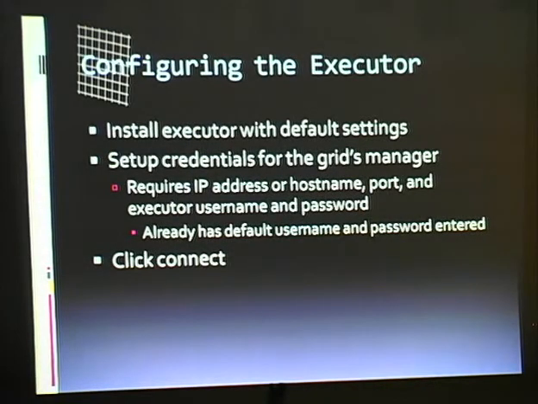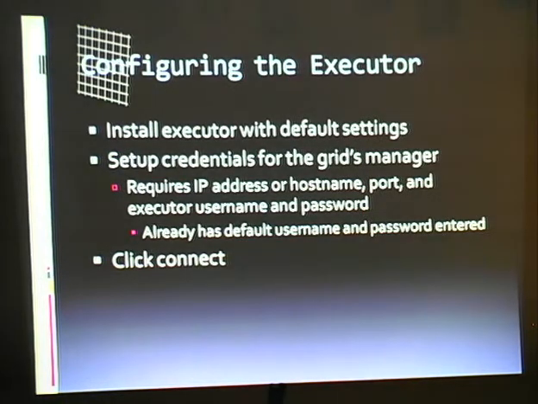So to configure the executor is really easy. You just install the executor, keep the default settings. You just give it the credentials that are set up by the administrator of that grid. So basically just your IP address. If you leave everything default, all they'll have to do is enter the IP address of the manager system and hit connect, and you'll be connected.